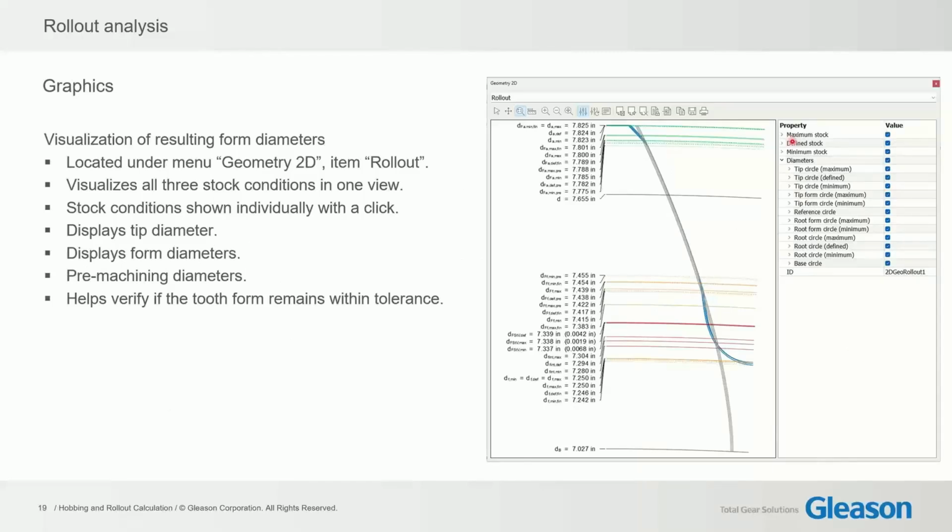So we also have some nice graphics showing us all 3 stock conditions in the same graphic, which we can activate or deactivate. This is located under Geometry 2D, item rollout. We can additionally display some theoretical diameters for additional checks. And these graphics really visually represent how the tooth form will be at its worst conditions.